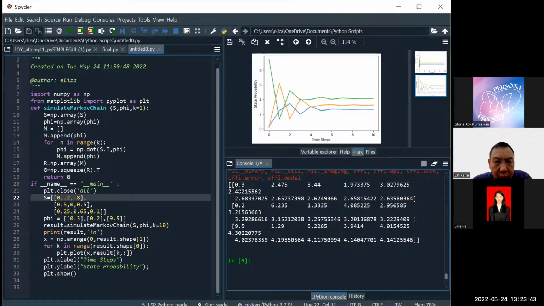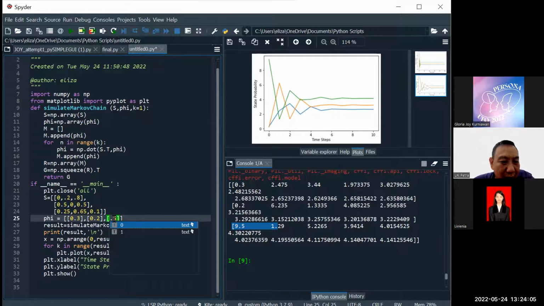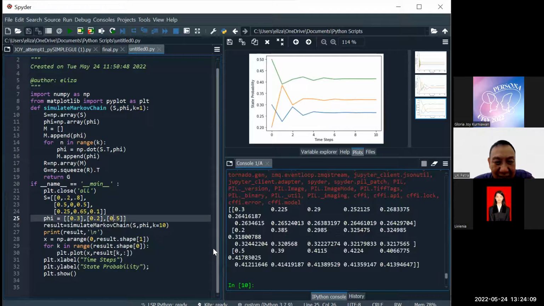Why is the value very big? Probability cannot be 9.5. Something is wrong. Ah, okay, your initial value is wrong. Which one? Line 25. Oh, this one was 0.5. Okay, now it is okay.